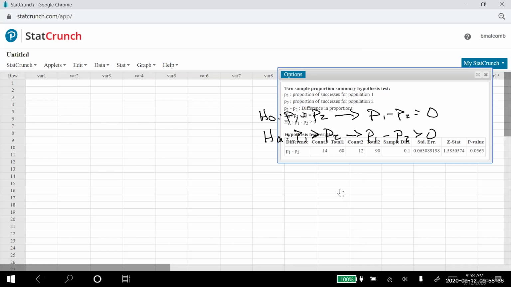We get a Z value of 1.59, and a P value of 0.0. They were going 3 decimals. If they go 3 decimals again, it's just going to be 0.056, but we'll put 0.0565 in case they go 4. All right, let's see what they do.